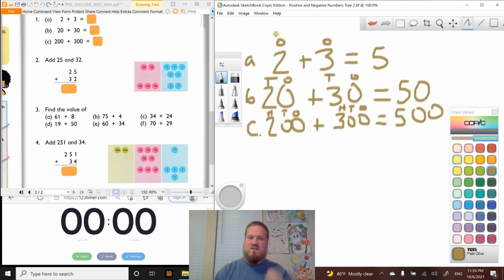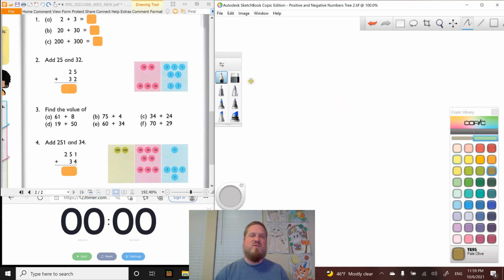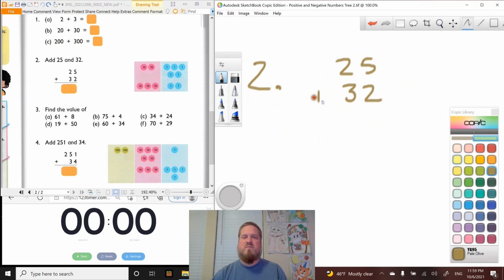All right, this is kind of adding them up sideways. That's what we've been doing a lot up till now. Now they're teaching us, or at least reviewing or expanding, this new technique. So let's go to number 2. They want us to add 25 and 32. Okay, so write that problem down in your notebook.